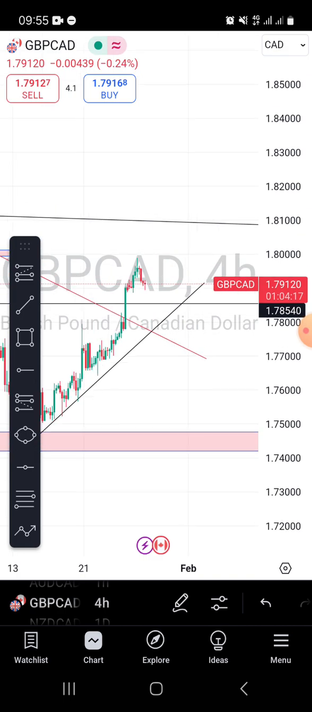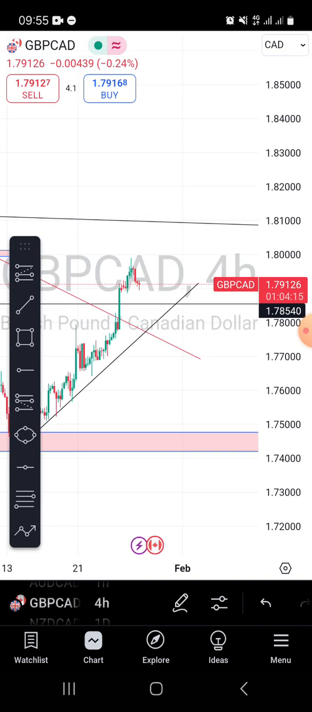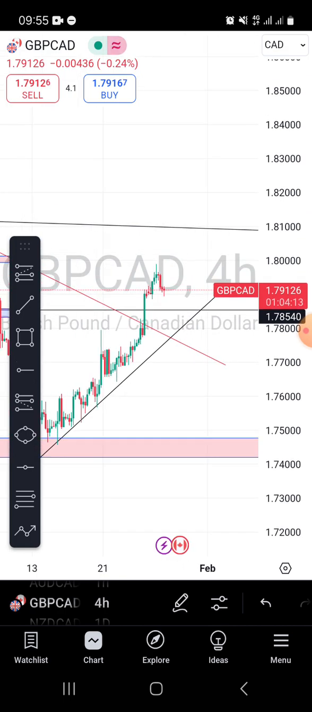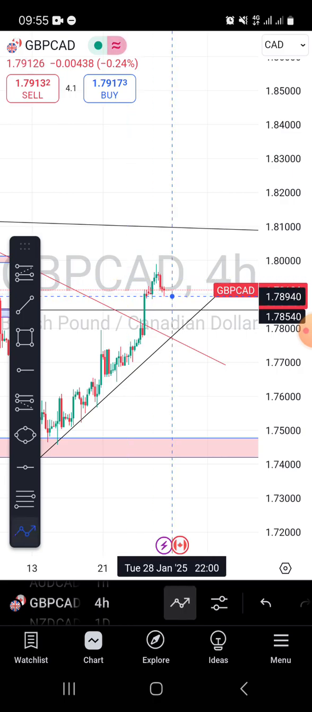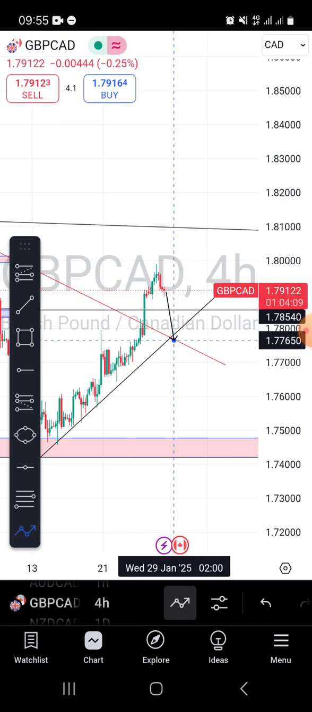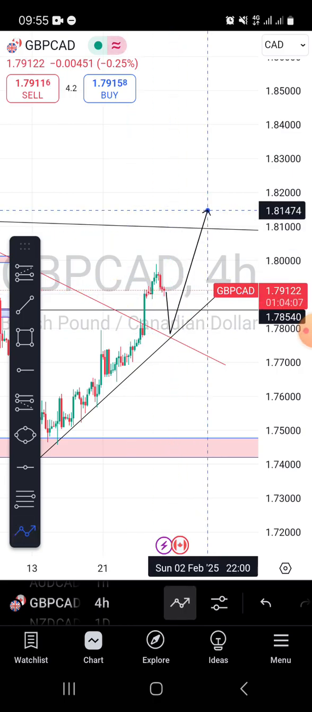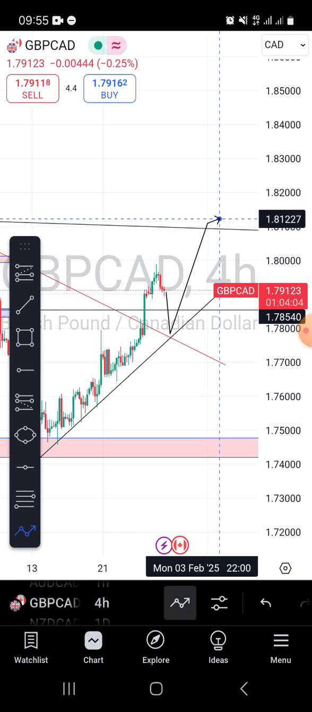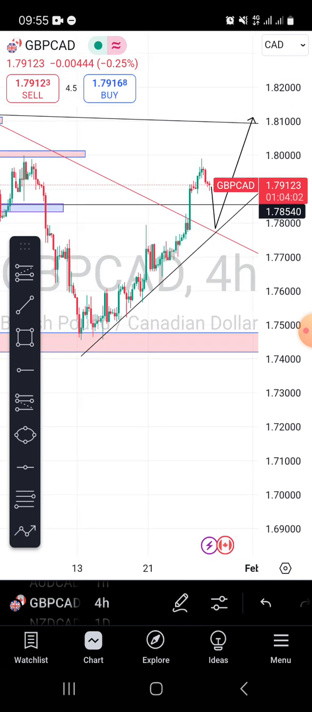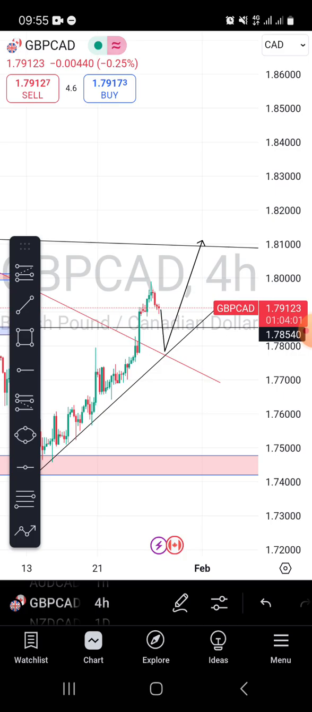Will price touch this uptrend? Let's watch. So they expect price to get to this point, then we take our buys. As simple as that on GBP card.